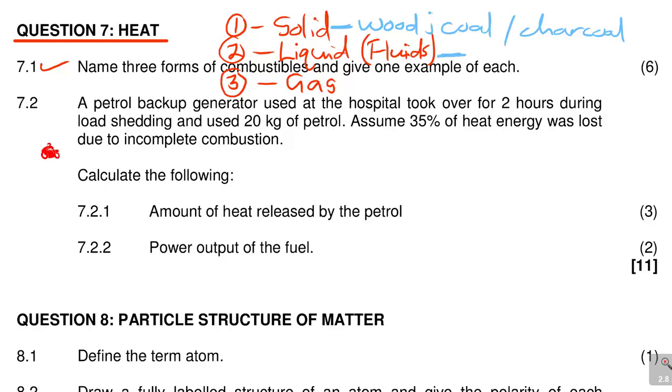Now for the liquid that you can use as a fluid, there is plenty. You use your diesel, you use your petrol, it's a fluid. You use your paraffin, there are a lot. You use your oil, it still fits under that. And when it comes to the gas, remember the gas that you use in the houses when you're cooking with a gas stove, that is methane.